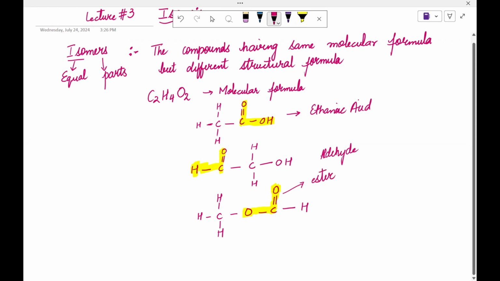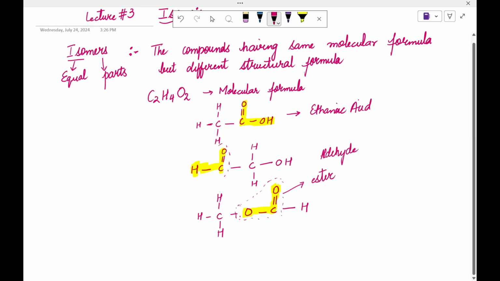Is that clear? I don't think we covered this in the previous lesson. Yes, we have not done this yet. We will do it later. This is what you have done in O levels, so I just wanted to explain the structure, that this is basically an ester.